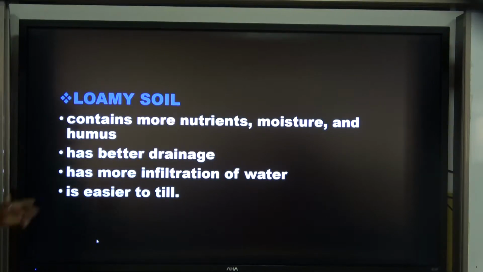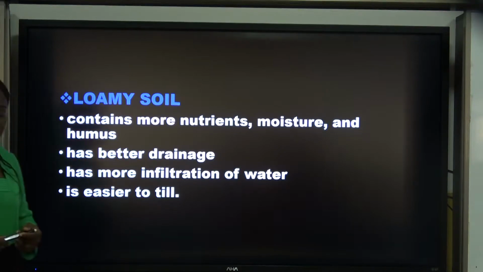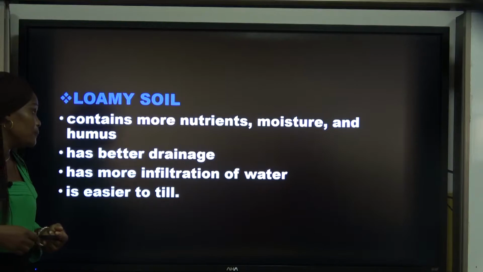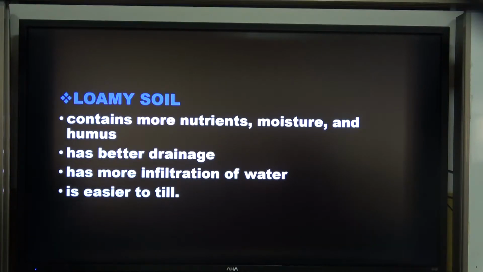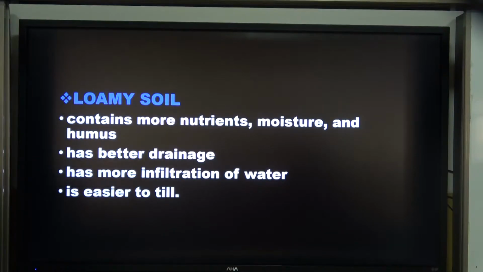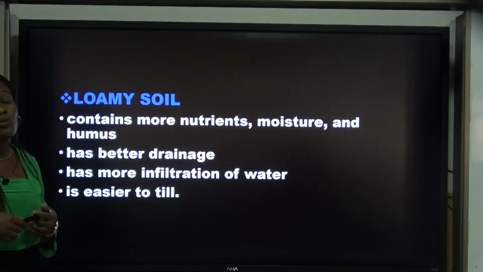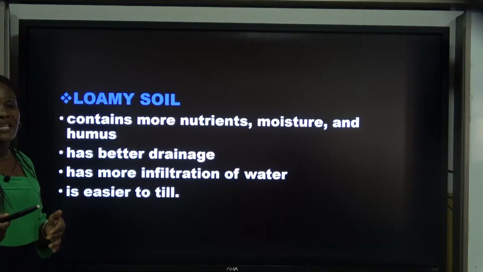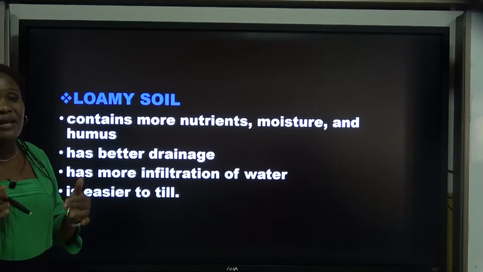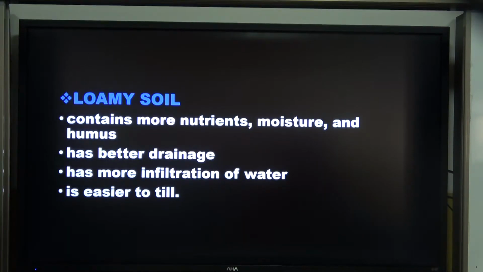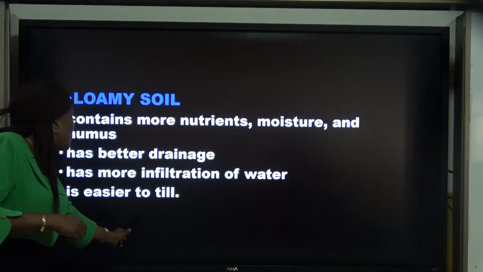Loamy soil contains more nutrients, moisture, and humus. It has better drainage and more filtration of water. You can till it easily. That is, you can cultivate plants in the loamy soil easily.